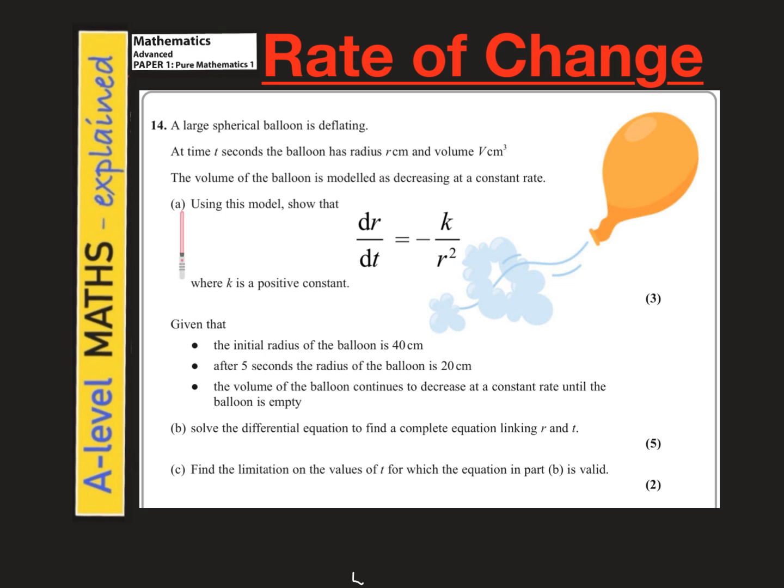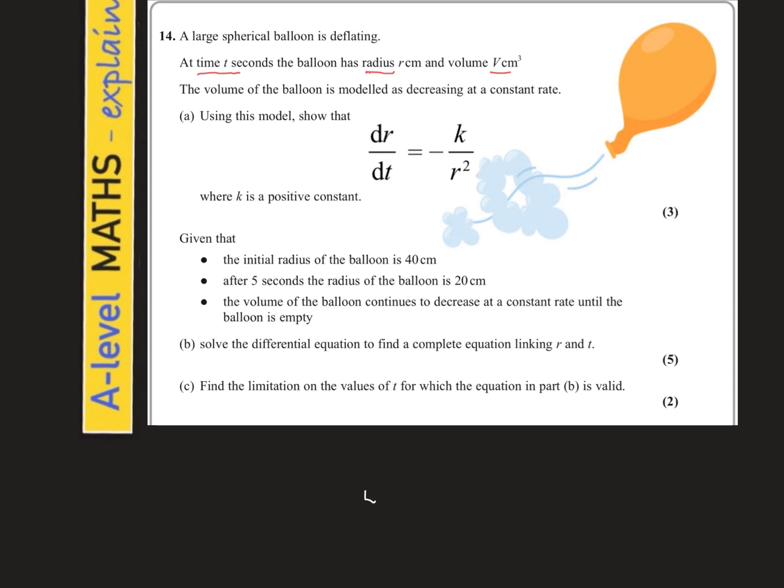So in our first question, we're saying use this model to show that dr over dt, and what we would do is read this as the change of the radius over the change in time, is equal to minus k over r squared, and k is supposed to be a positive constant. So what we really have in here at the first is we've got time, we've got radius, and we've got a volume. So there are three variables. Let's look at those three variables first of all. So we've got t, r, and v.